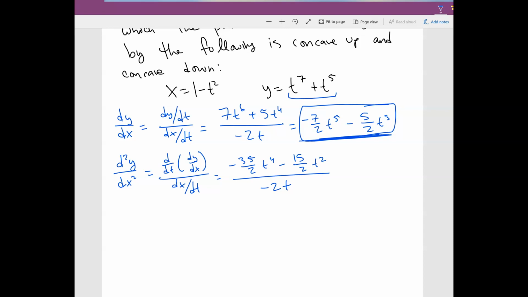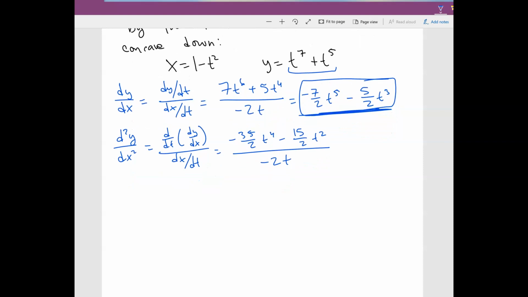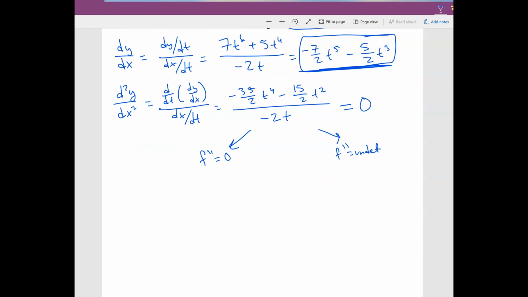Okay, so now you see a couple of things. Let's first start off. We can simplify this a little bit if we want, but let's just leave it as is, because remember that in order to figure out if it's concave up or concave down, we have to set this equal to 0. Notice that you're looking at two different things: when the second derivative equals 0 or when it is undefined. So when it equals 0, I can move the bottom part to the other side, and that's just 0. Then I'm left with negative 35 halves t to the 4th minus 15 over 2 t squared equal to 0.